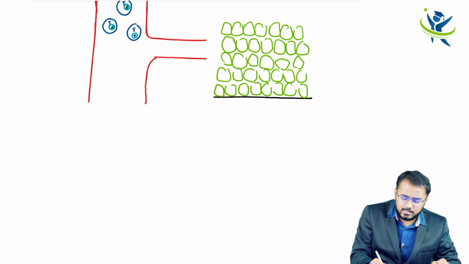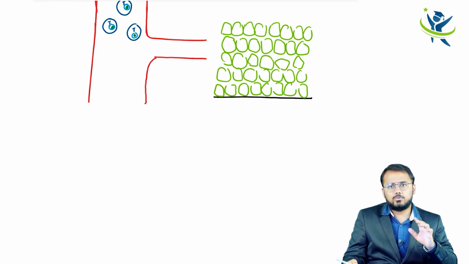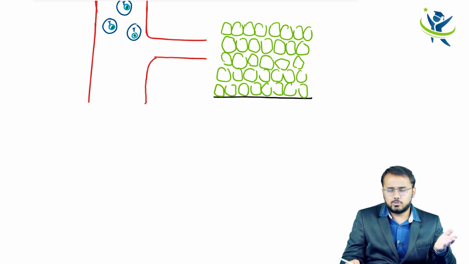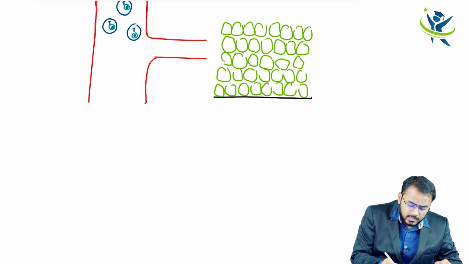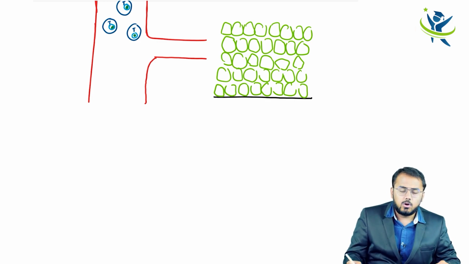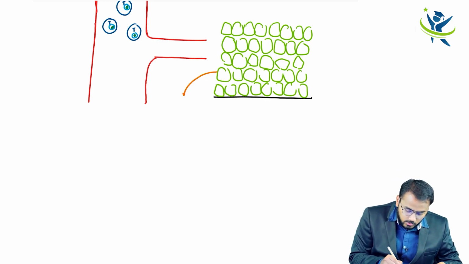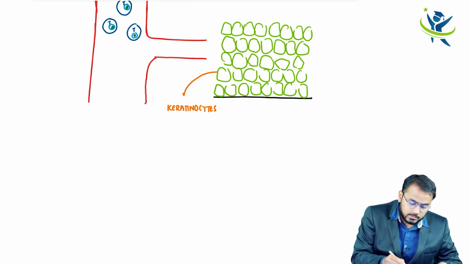Just 10% of the cells of your epidermis are made up of different kinds of cells. All these yellow color cells, all these green color cells which I have just drawn, these are called keratinocytes. What are these cells called? They are called keratinocytes. Okay.